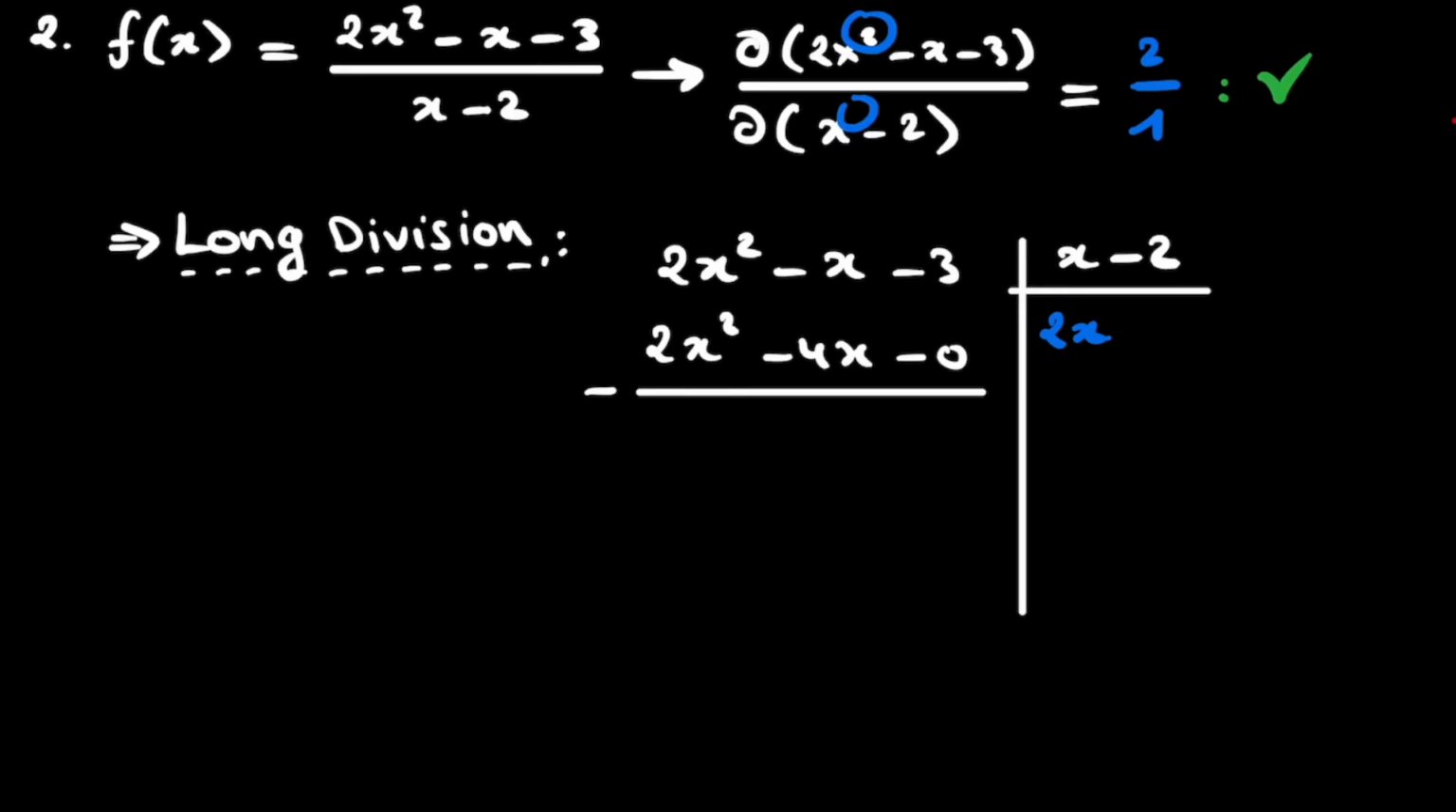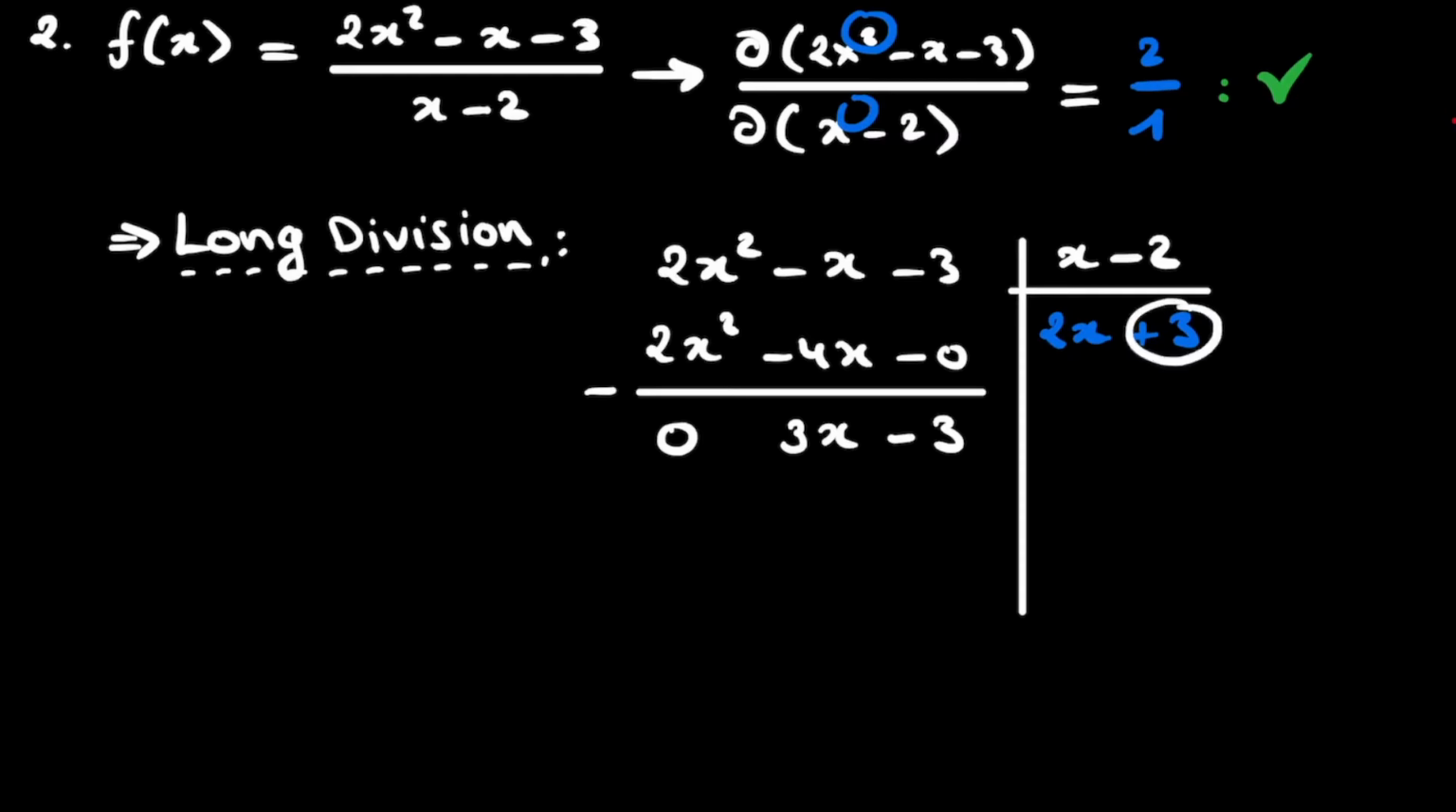Then in the next step, we subtract both of these polynomials. The first term gives us 0. The second term gives us minus x minus negative 4x, which is minus x plus 4x, which is of course 3x. And for the last term, we simply have minus 3 minus 0, which is simply minus 3. Then all of the steps repeat. We divide this term by this term, which in this case simply gives us plus 3.